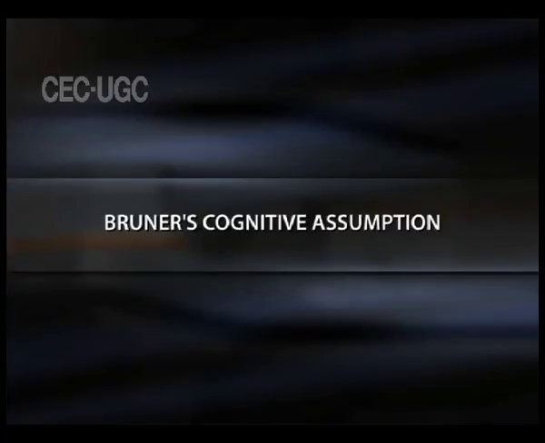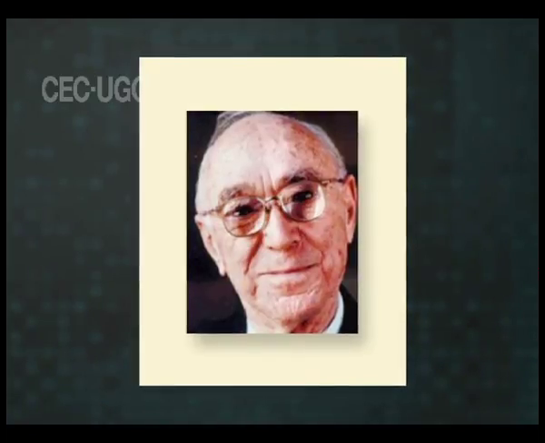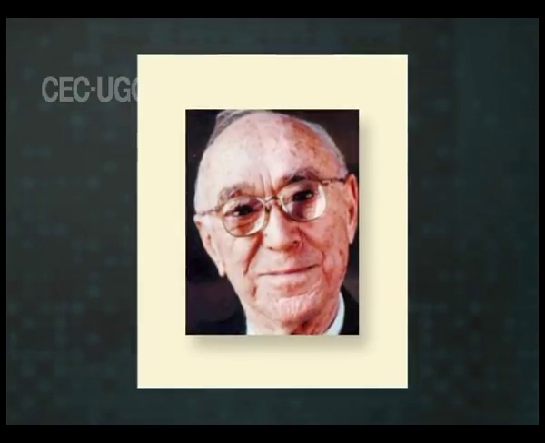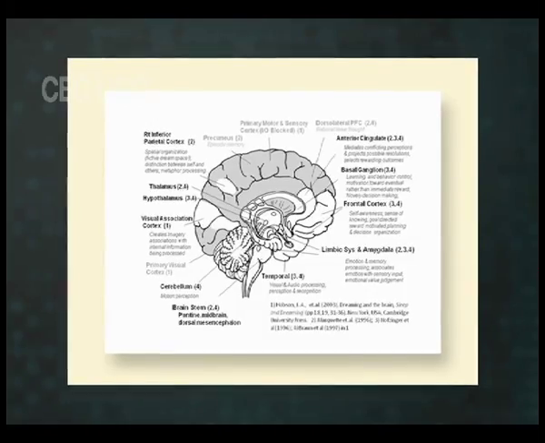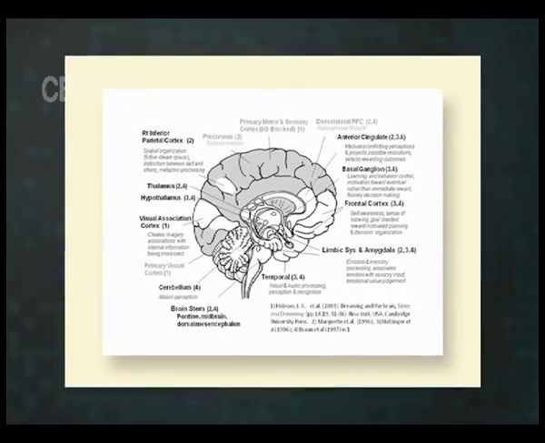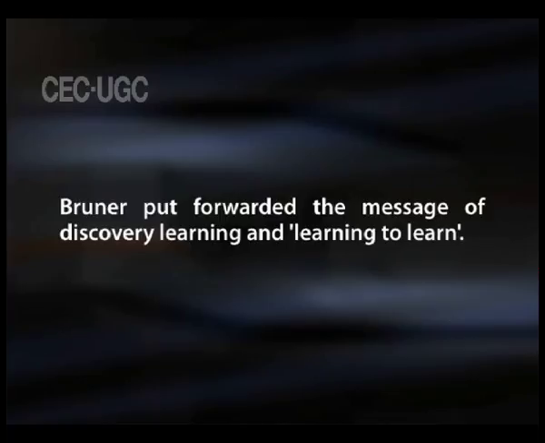Bruner's cognitive assumption. Jerome S. Bruner is one of the most ardent exponents of the cognitive development approach. He has contributed much to the technology of information processing, leading to the development of the cognitive structure of an individual. He hypothesized that one's thought process evolved as a result of maturation, training and experience through a series of sequential stages. Bruner put forward the message of discovery learning and learning to learn.